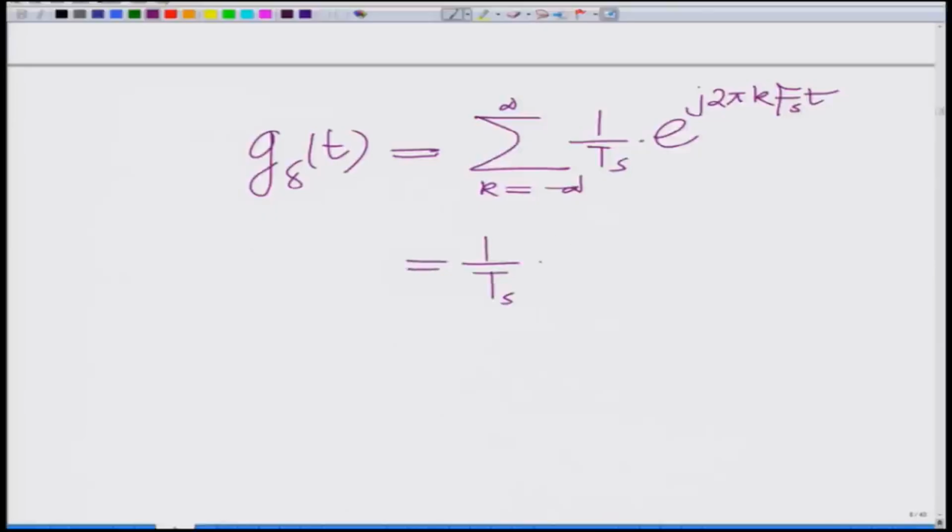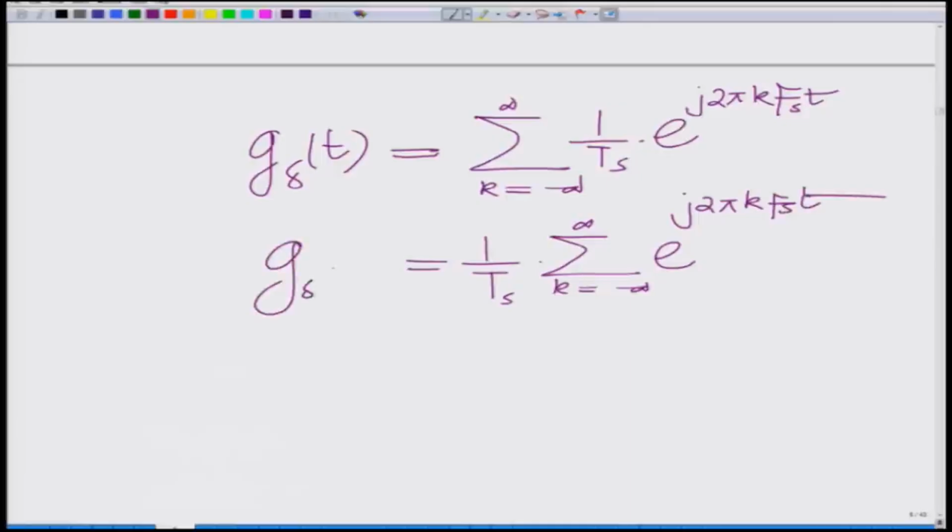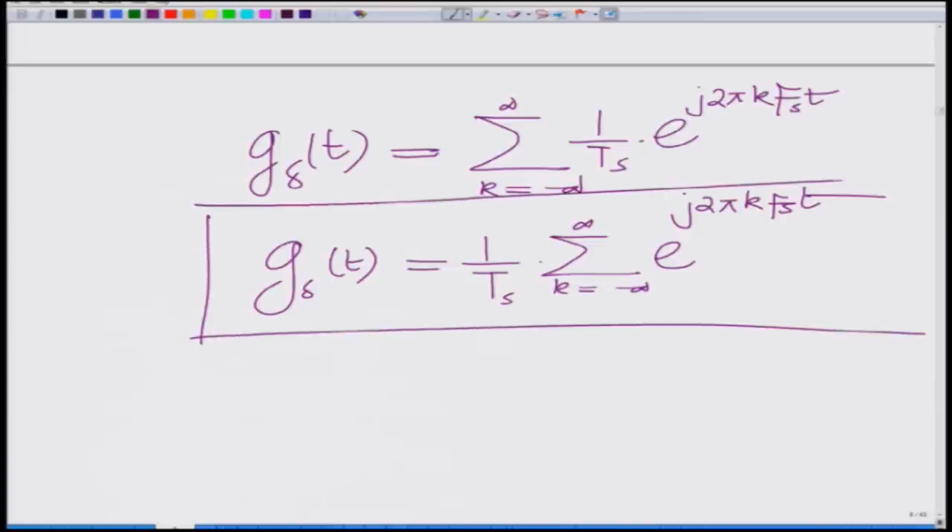Since 1 over Ts is common, you can take it outside of the summation: 1 over Ts, summation k equal to minus infinity to infinity, e to the power of j 2 pi k Fs t. This is your discrete Fourier series.